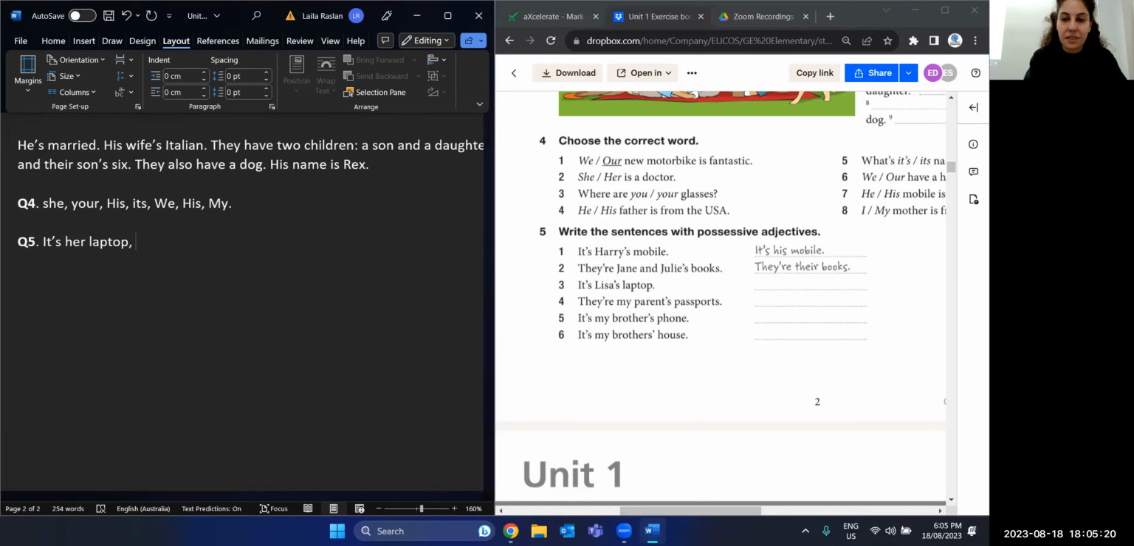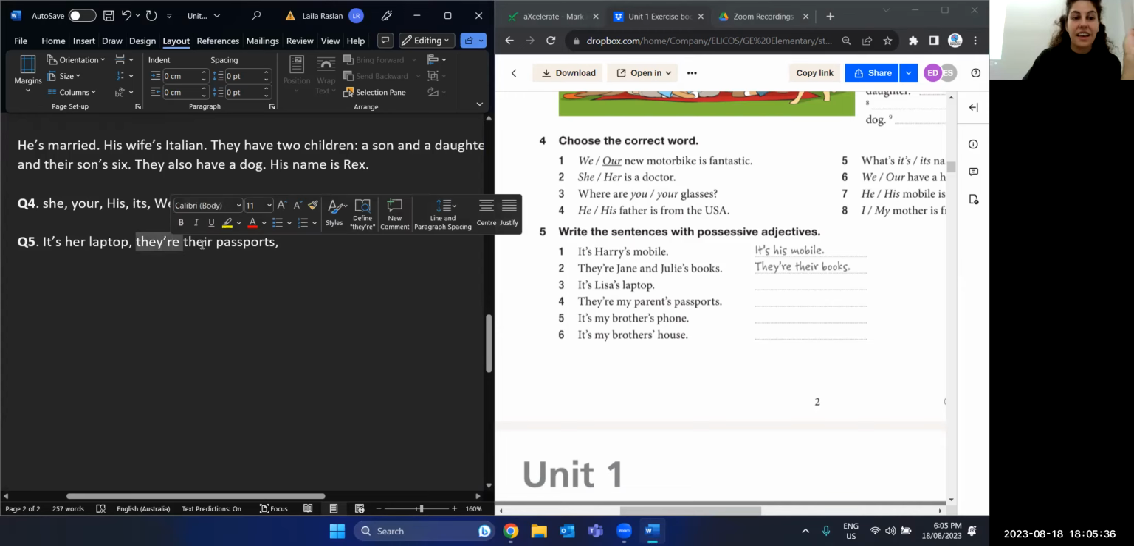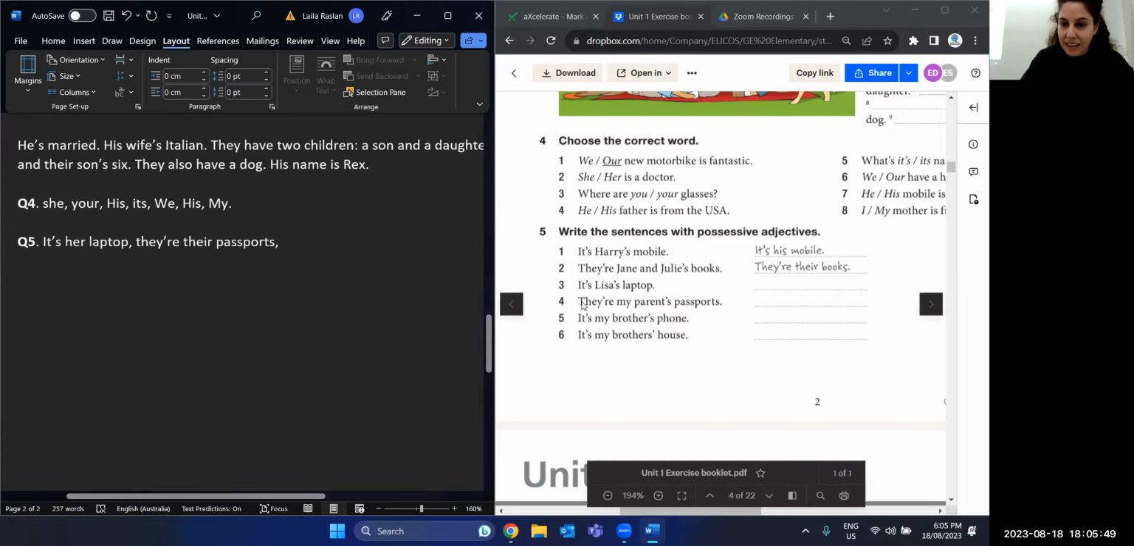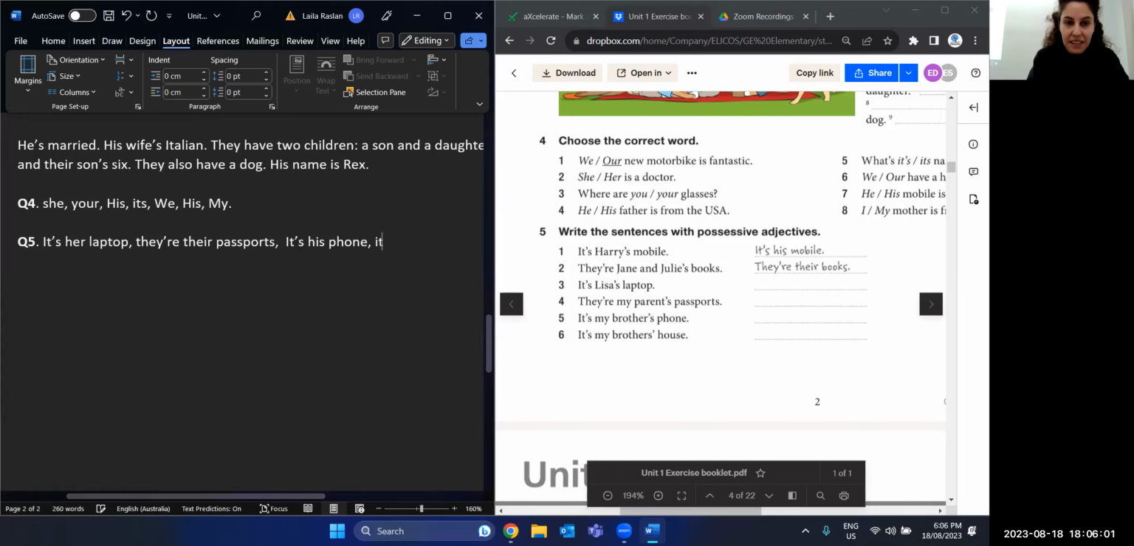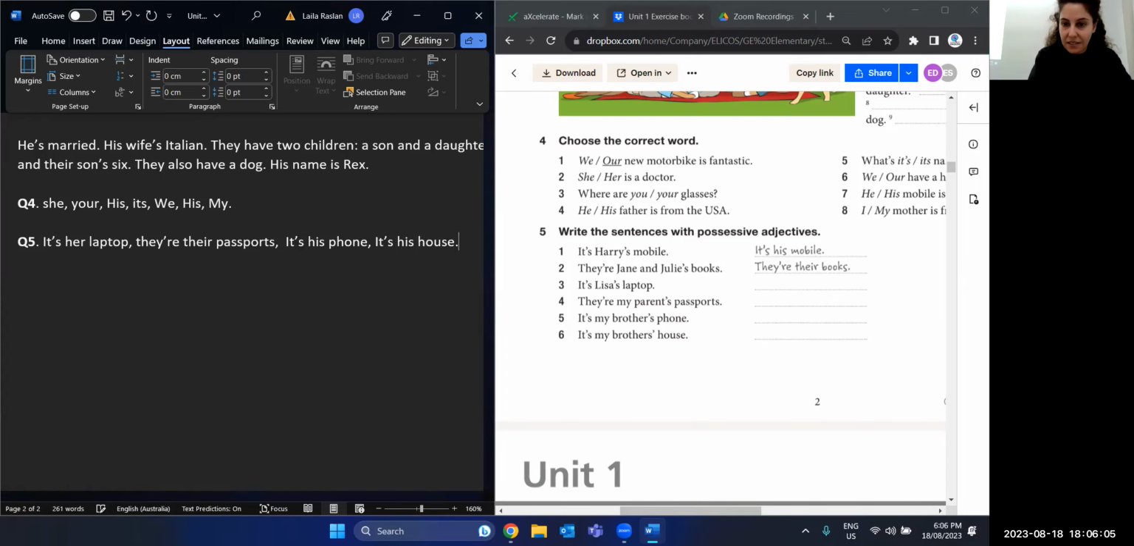They're my parents' passports. Yeah, they're their passports. That's a tricky one. They, the passports, are my parents' passports. They're their passports. And they read the same. They're their passports. It's my brother's phone. Yeah. It's his phone. It's my brother's house. Same thing. It's his house.